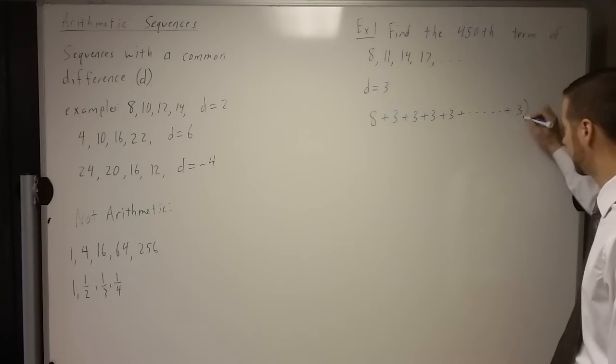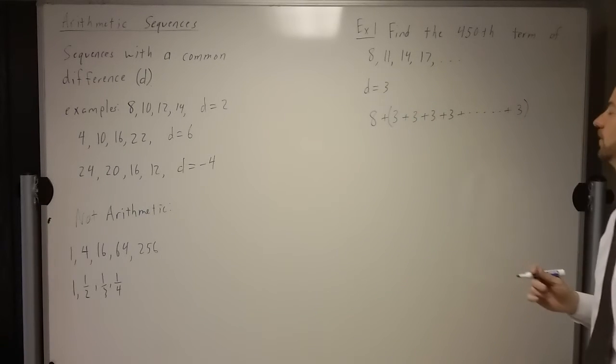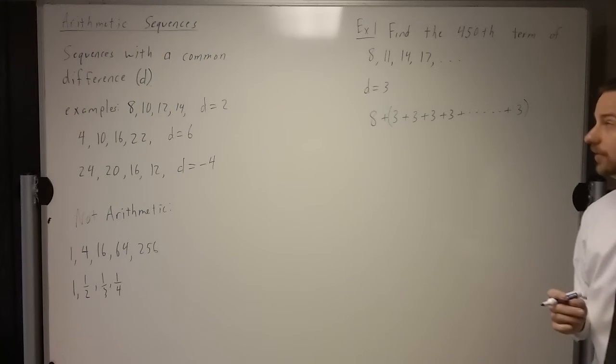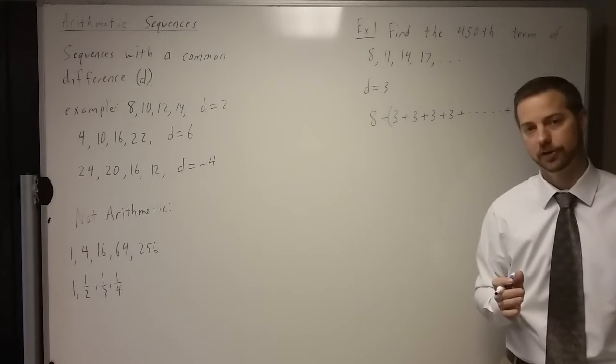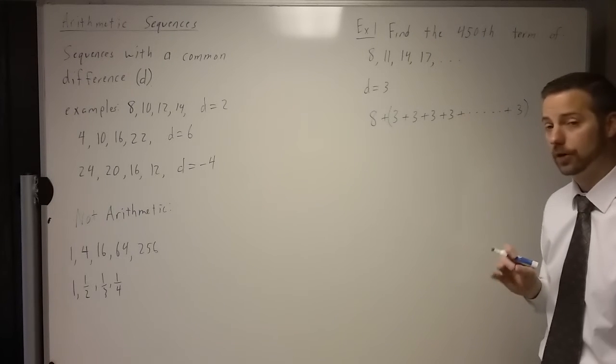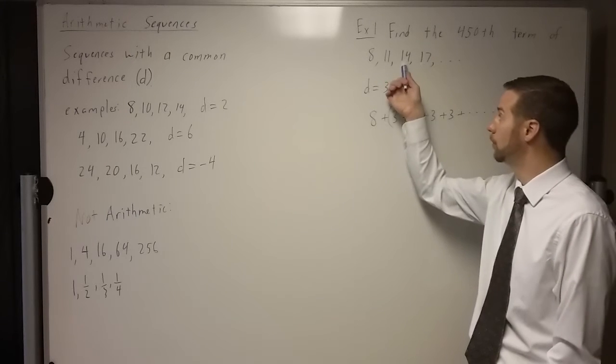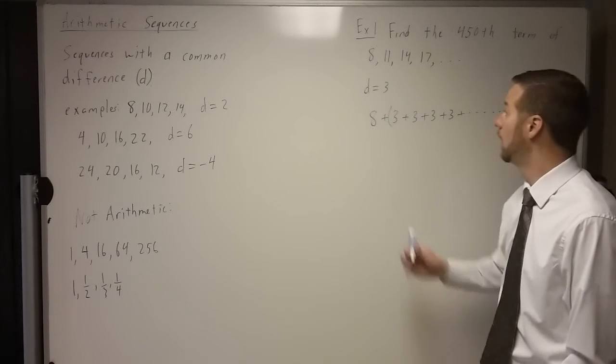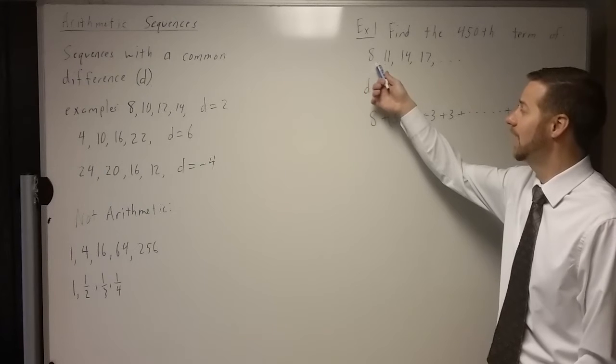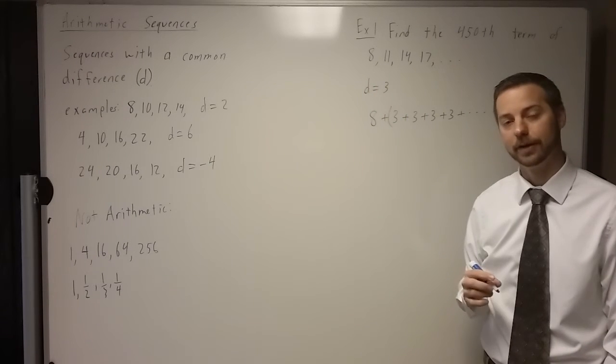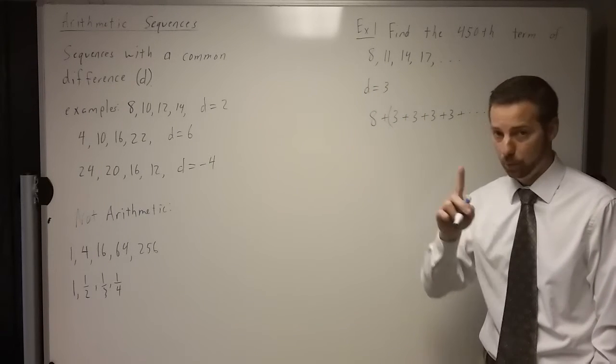Now, here's what we have to think. How many times am I adding 3 to this to get the 450th term? And I think a good way to think about this is just think about what we did on these first couple terms. Now we started at 8. How many times did I add 3 to 8 to get 11? Well, we only added it 1 time.